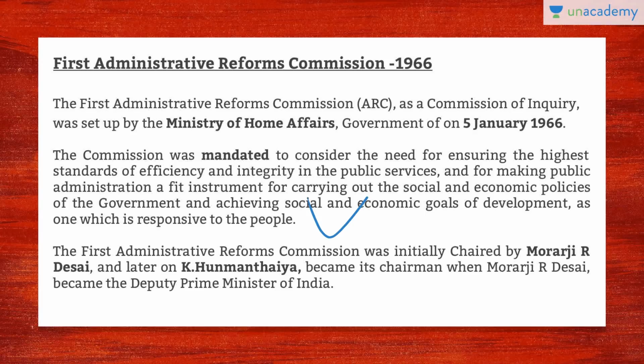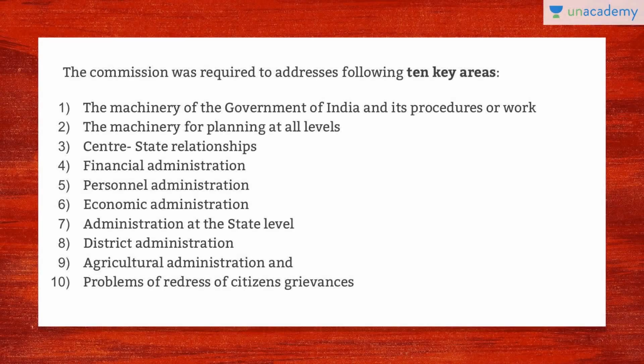The first Administrative Reforms Commission was chaired by Morarji Desai, who later became the Prime Minister of India in 1977, and later by Hanumanthaiya, who became its chairman when Morarji Desai became the Deputy Prime Minister of India. So just remember these names. The commission was required to address these 10 key areas. Even after 50 years, you will find they are not addressed, by the way.